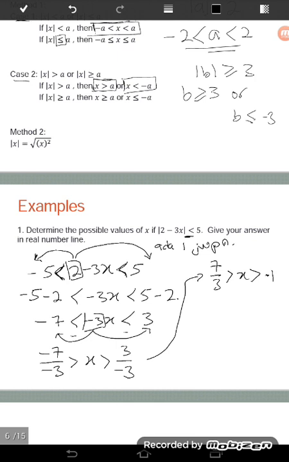Okay, so kita tengok ni negatif 1. So negatif 1, 7/3, negatif 1 lagi kecil. So biasa yang kecil sebelah kiri. So terbalikkan persamaan ni. So you will have negative 1 less than x less than 7 over 3. So this is the answer.